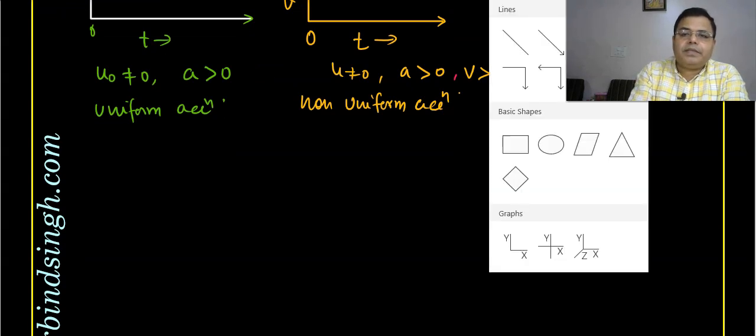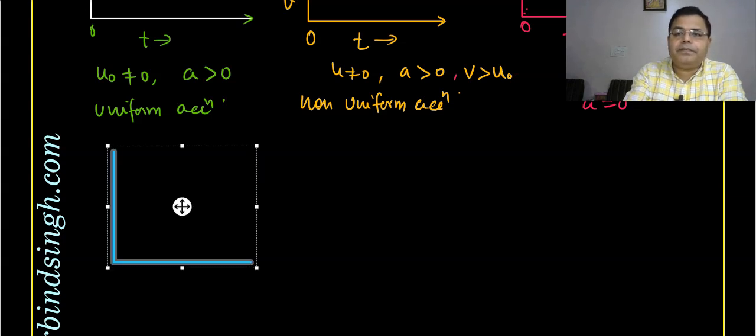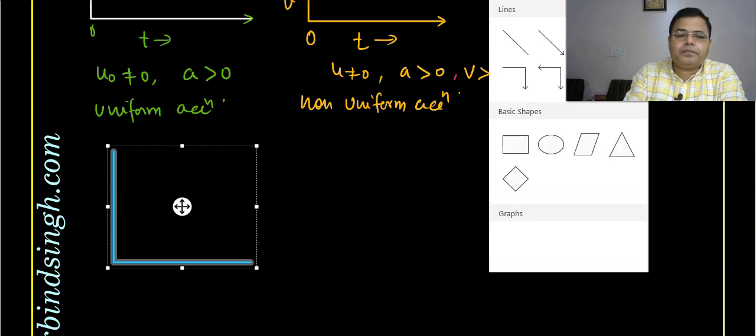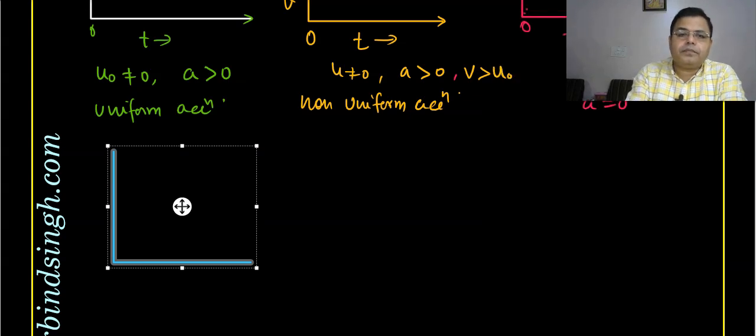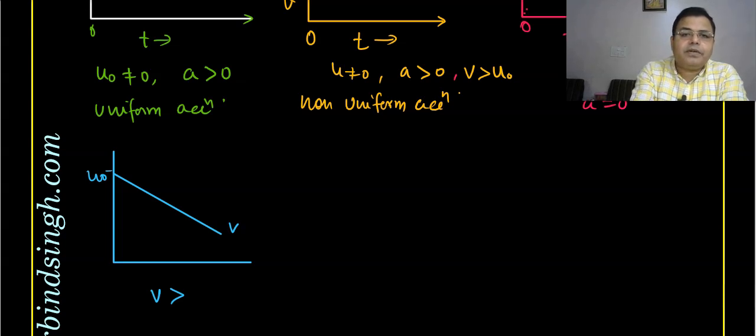Now we can have another graph as well. Let us see some graphs of decreasing velocity. This is uniformly retarded velocity. Here the initial velocity is this, and the final velocity is this. So here the final velocity is less than the initial velocity.